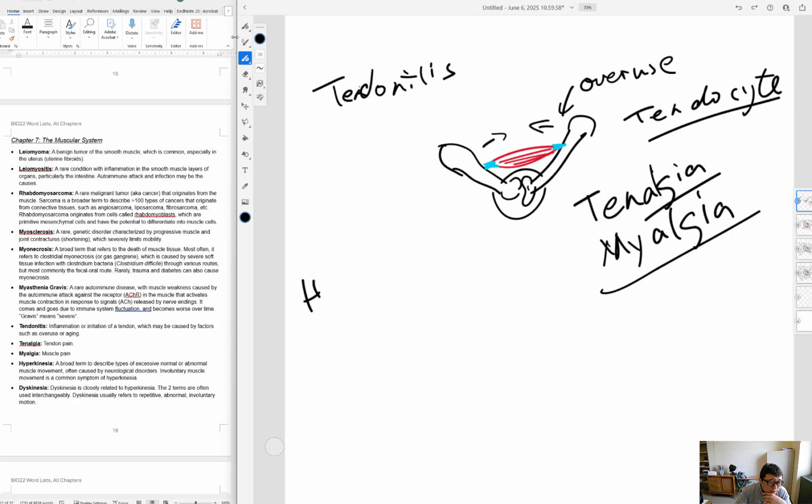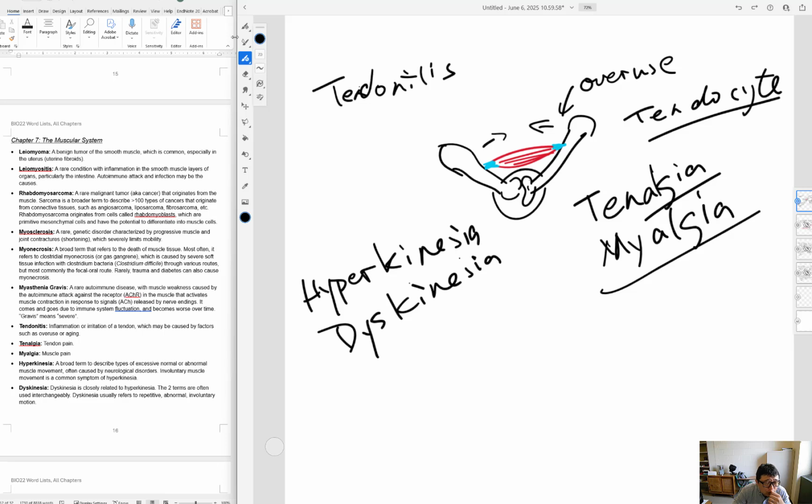And the last two things: hyperkinesia or dyskinesia. They are actually largely the same. Hyperkinesia and dyskinesia mean uncontrolled, excessive motion. For example, there's a disease called Huntington's disease. Those people cannot control the scale of their movement, which normally results in too much motion.